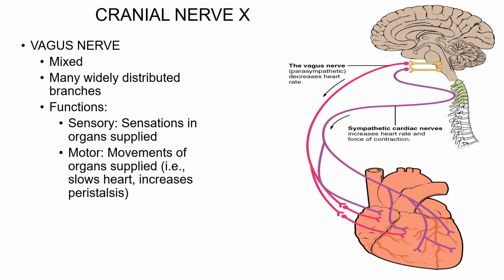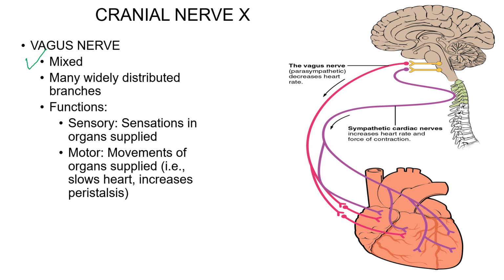But it's a mixed nerve. It has both sensory and motor components, and it's the most widely distributed nerve in pretty much the entire body, let alone just the cranial nerves. The organs that it supplies, it goes everywhere. It goes to the tongue, it goes to the muscles in the throat to help you swallow, it goes in the vocal cord area, it goes to your lungs, it goes to your heart, it goes to a lot of blood vessels, it goes to the liver, the kidneys, it goes all over. It goes to the stomach and the intestines as well.